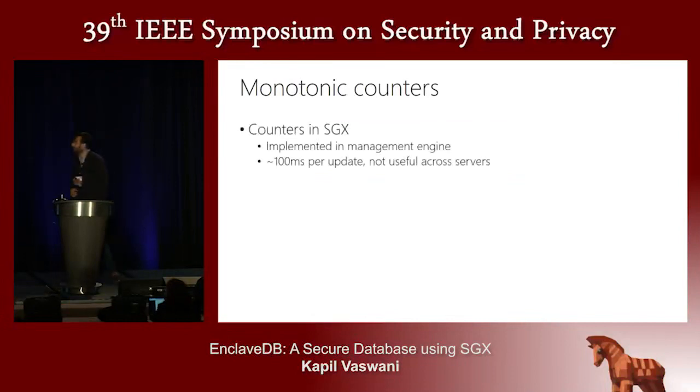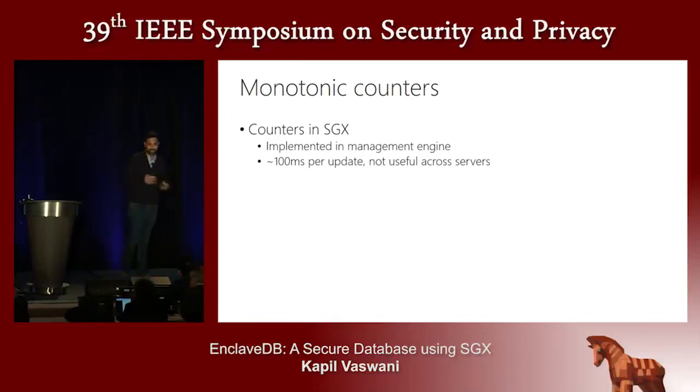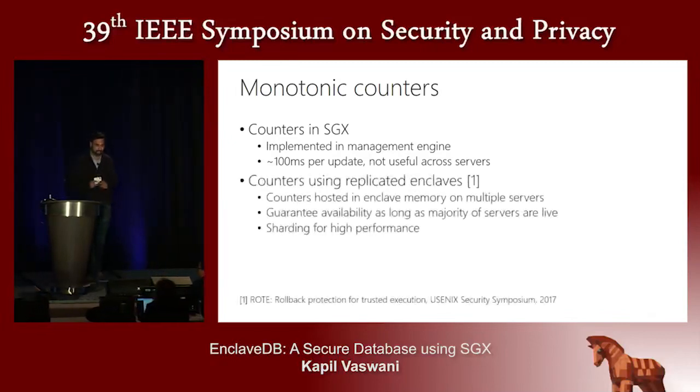A quick note on the implementation of monotonic counters. SGX does support monotonic counters, and these are counters implemented in the management engine. But these counters turn out to be too slow, especially for the kinds of throughputs that we expect. Each counter update in SGX is roughly 100 milliseconds, and that's very, very slow. And these counters are also not useful when we migrate a database instance across servers.